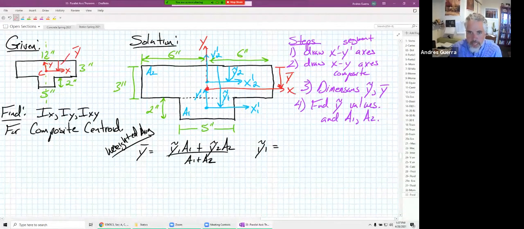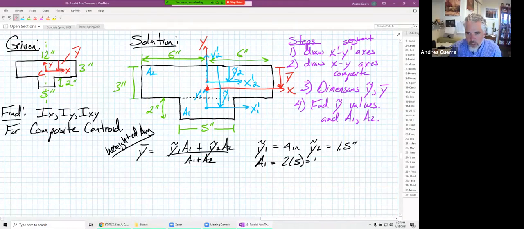Oh, 4 inches. Exactly, right? Because we got 3 inches here, and then we're halfway along this 2 inches right here. So it's 4 inches. Okay, how about y tilde 2? Y tilde 2 is half of that 3 inches, so it's 1.5 inches. And then we can find A1 is going to be equal to 2 times 5 or 10 square inches, and A2 is going to be equal to 3 times 12 or 36 square inches.